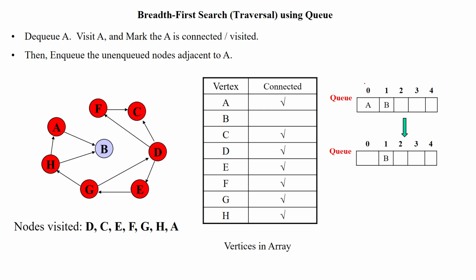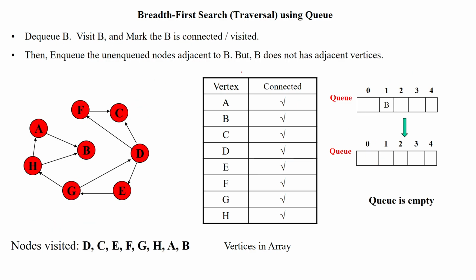Then we are accessing the front element, the peek element, from the queue. A is available there. Then delete A. Yes, it is deleted. Then visit A. Yes, it is marked as visited, and also marked as connected, right? Then we are finding the unenqueued adjacent nodes of A. A has B, but B is already queued, already available in the queue, so there is no need to insert it again. So we are moving to the next step.